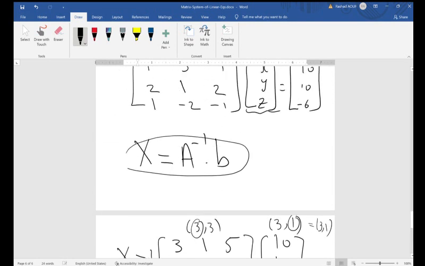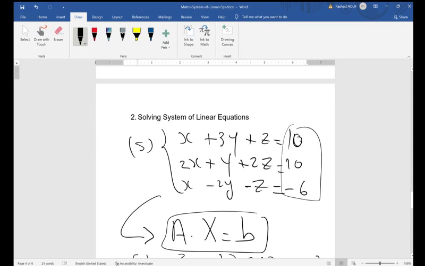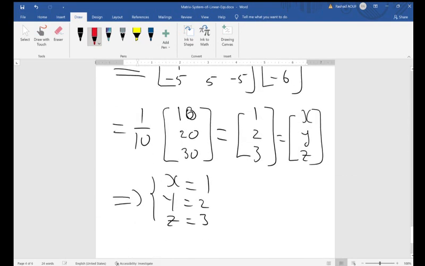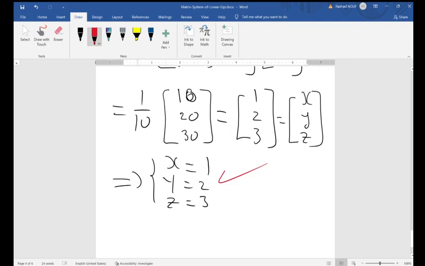If you want to make a verification, you can replace them in one of these equations. For example, x equal 1, y equal 2, so 3 times 2 is 6, z equal 3: 1 plus 6, 7, plus 3 equal 10. That means it's right. In this way, you make a verification to know if your work is right or not.